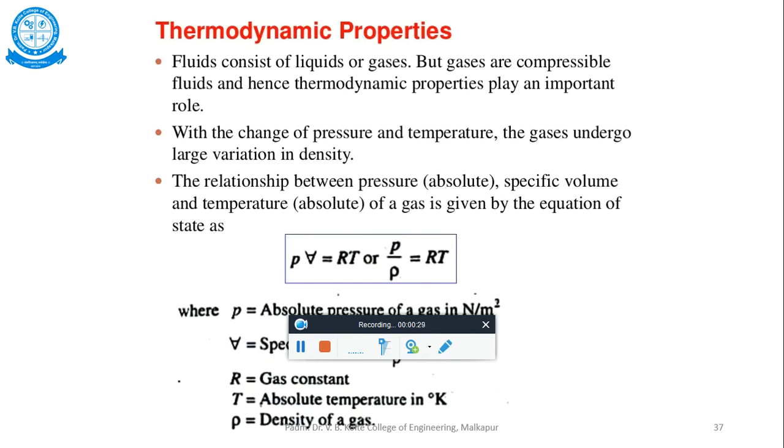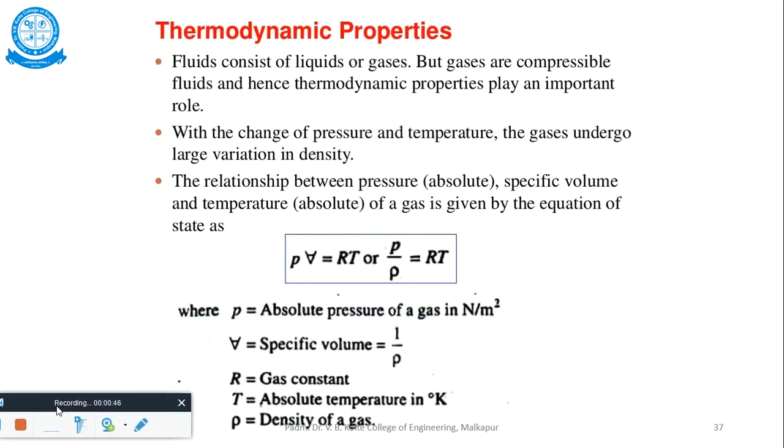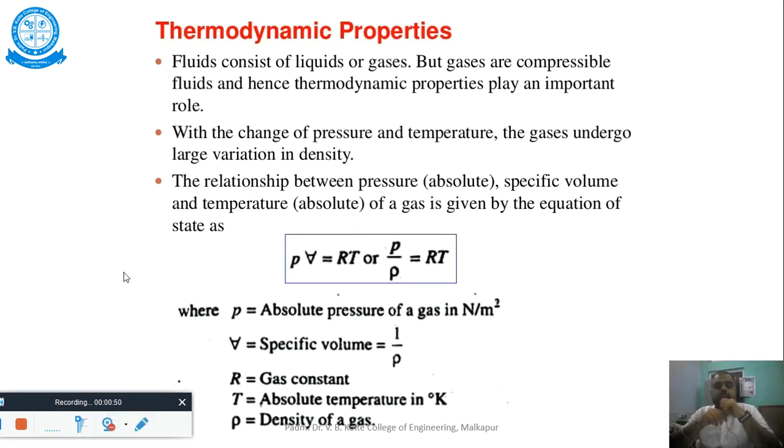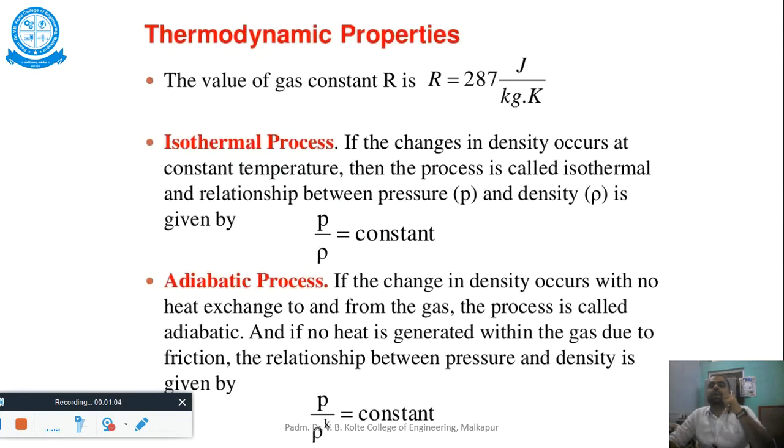The relationship between absolute pressure, specific volume, and absolute temperature of the gas is given by the equation PV = RT, or P by rho = RT, where R is the gas constant, T is the temperature, V is the volume, P is the pressure, absolute pressure in terms of Newton per meter square, and rho is the density of the gas. The value of the gas constant is R = 287 joule per kg Kelvin.